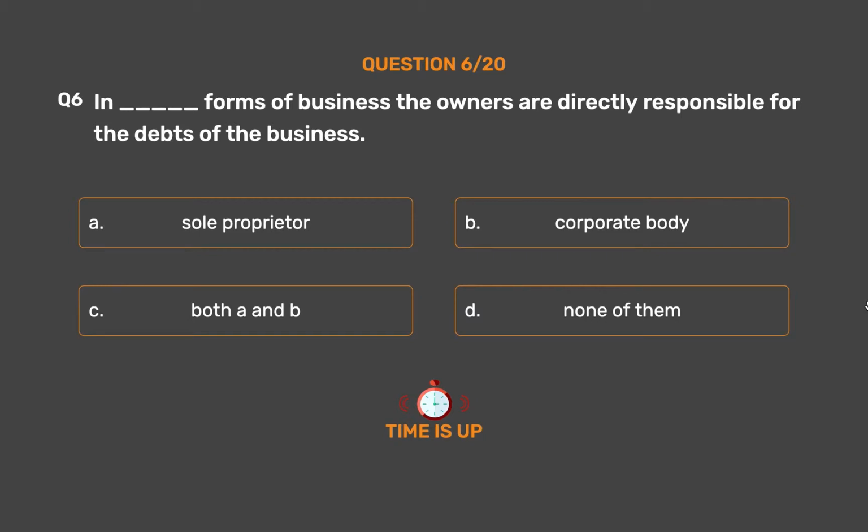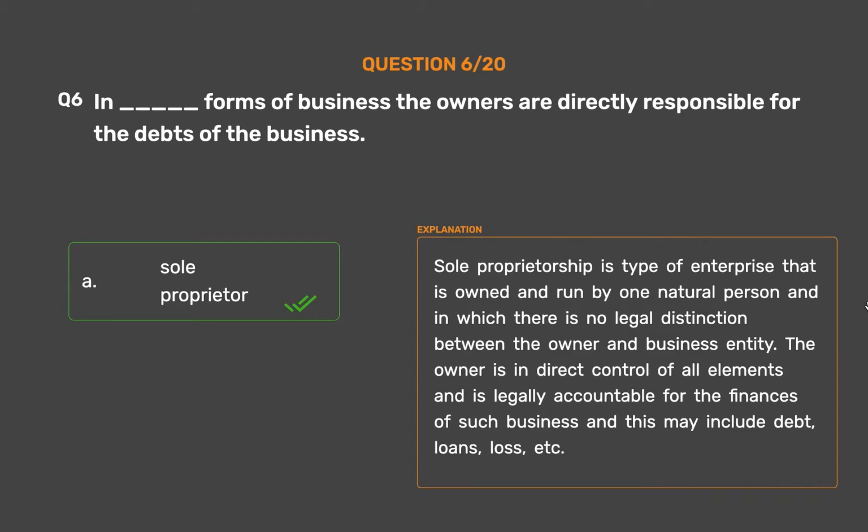The correct answer is Option A. Sole proprietor. Sole proprietorship is a type of enterprise that is owned and run by one natural person and in which there is no legal distinction between the owner and business entity. The owner is in direct control of all elements and is legally accountable for the finances of such business, and this may include debt, loans, loss, etc.